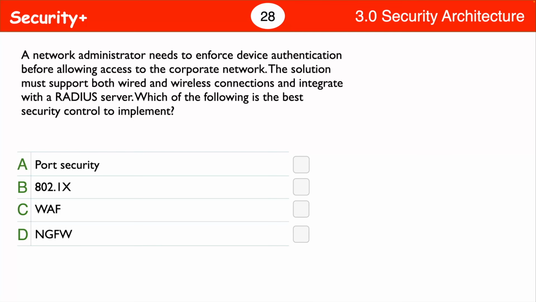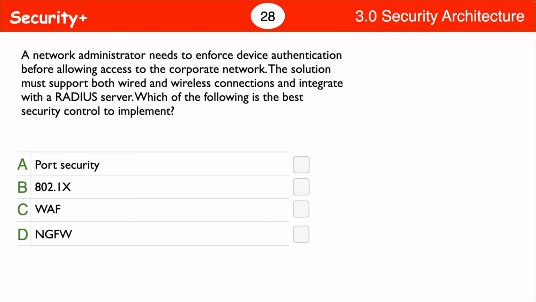Question 28. A network administrator needs to enforce device authentication before allowing access to the corporate network. The solution must support both wired and wireless connections and integrate with a RADIUS server. Which of the following is the best security control to implement? A, port security. B, 802.1X. C, WAF. Or D, NGFW. All right, let's go ahead and take a look at the key phrase here.